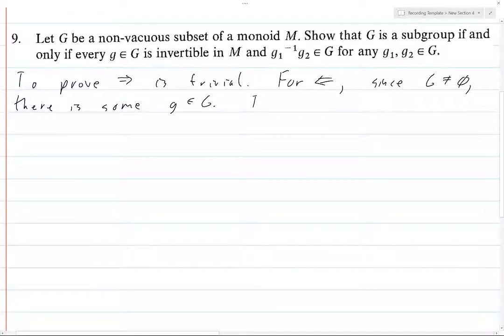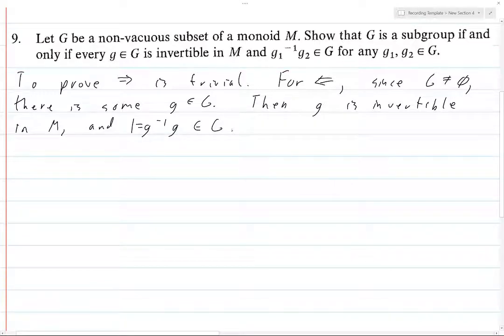Then g is invertible in M, and g inverse g, which is 1. Well, 1 is just g inverse g, but this is in G by this second condition here. And so 1 belongs to G, and so that's good.